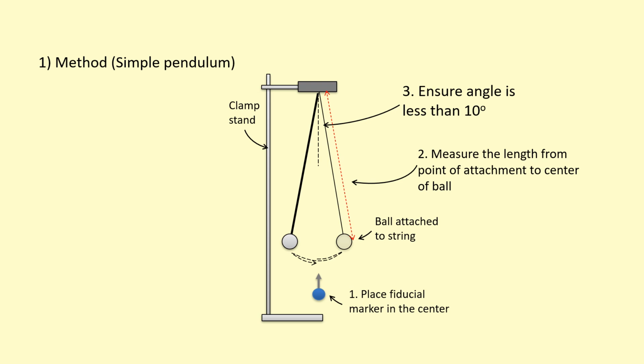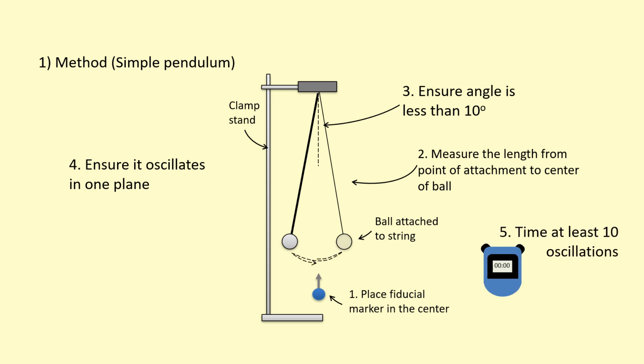And then it's going to oscillate back and forth, but sometimes it goes in circles, and you want to avoid that. Make sure that it only oscillates in one plane. You're going to time 10 oscillations, because if you time one oscillation, the percentage uncertainty in that will be too large. So time at least 10 oscillations, and then you can divide that by 10 to get your time period.